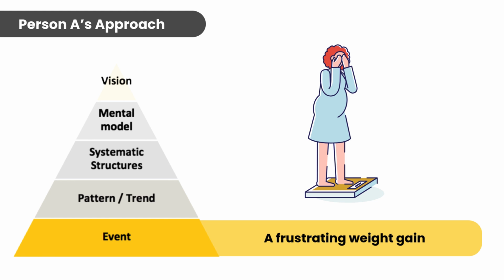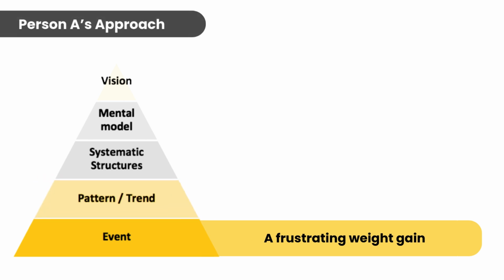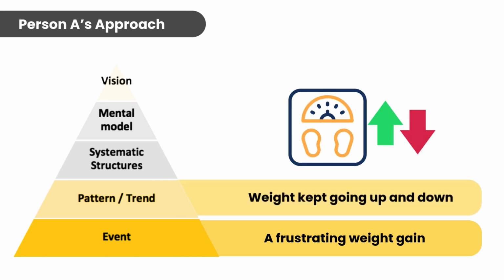Let's look at the pattern level. No, it's not just one day. The pattern person A noticed was that their weight kept going up and down like a roller coaster. Some weeks they'd lose weight, then they'd gain it back, especially after weekends. It wasn't consistent progress. Right, a pattern of inconsistent weight loss.